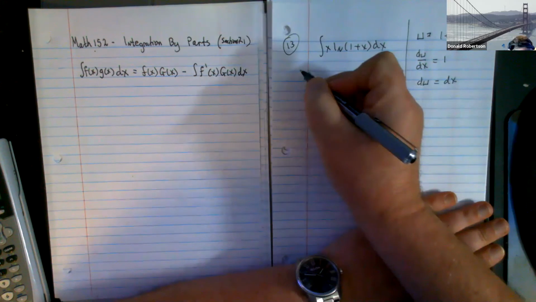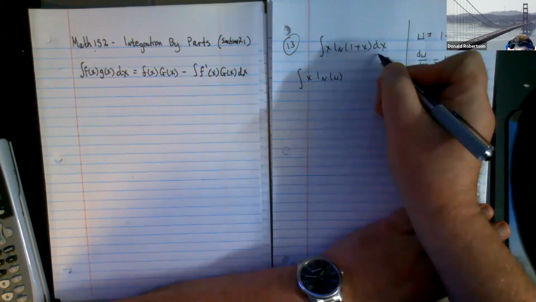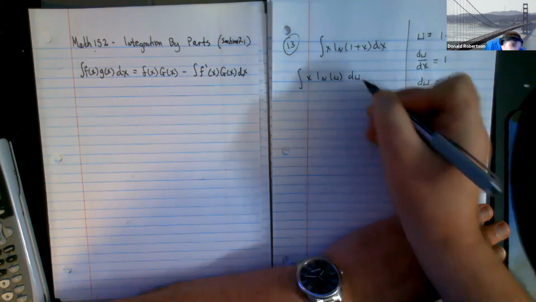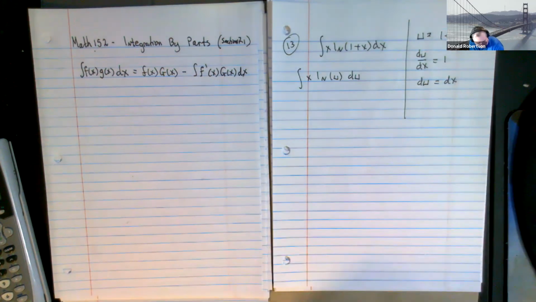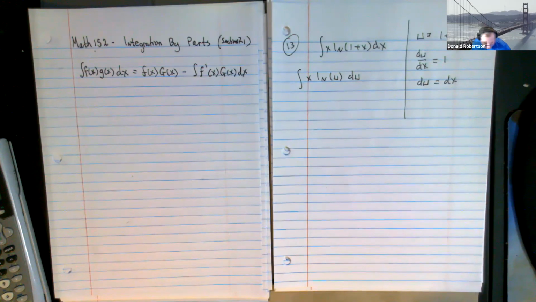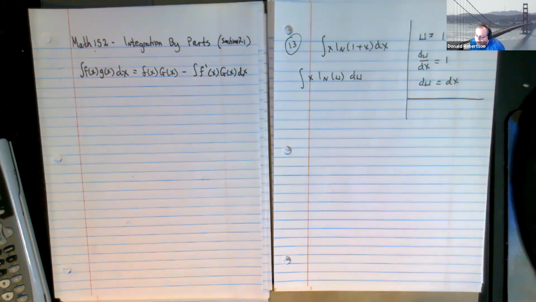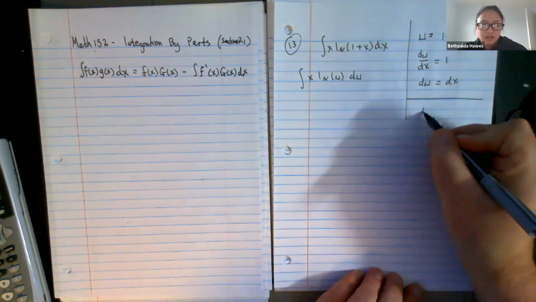Which means I have an x, a natural log of u, and the dx gets replaced by a du. Okay, I got an orphan x. How am I going to deal with the orphan x? Because I need that x to be written in terms of u. How can I make that happen? You do u minus 1.